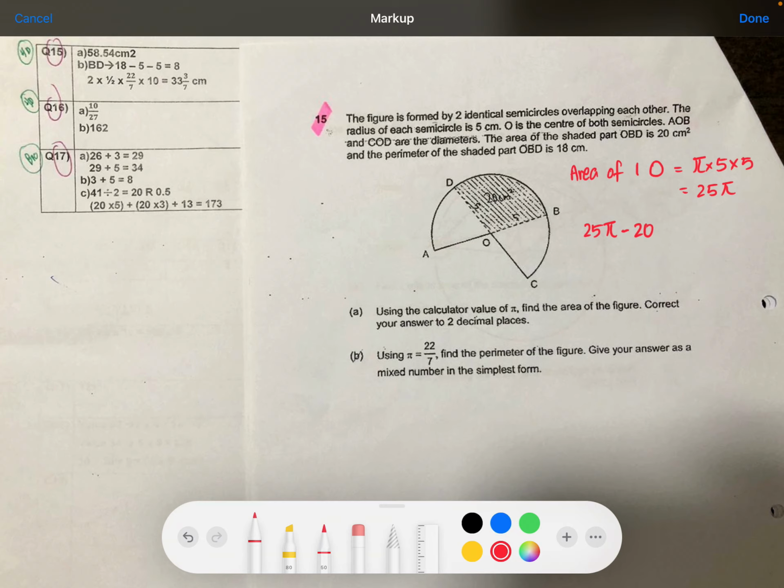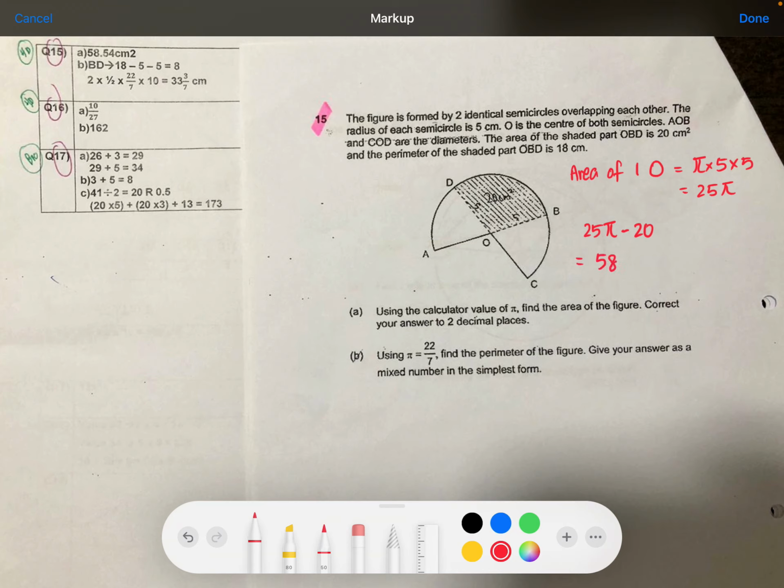You try not to use the calculator pi until the last step, because usually there is a rounding question whereby you need to round it off to the nearest two decimal places or not. So the only part that you can do rounding is the last step. Alright, so you have 25 pi minus 20, you will be getting this answer. I need not write all the numbers, it's never ending, 58.539 something, it's very long.